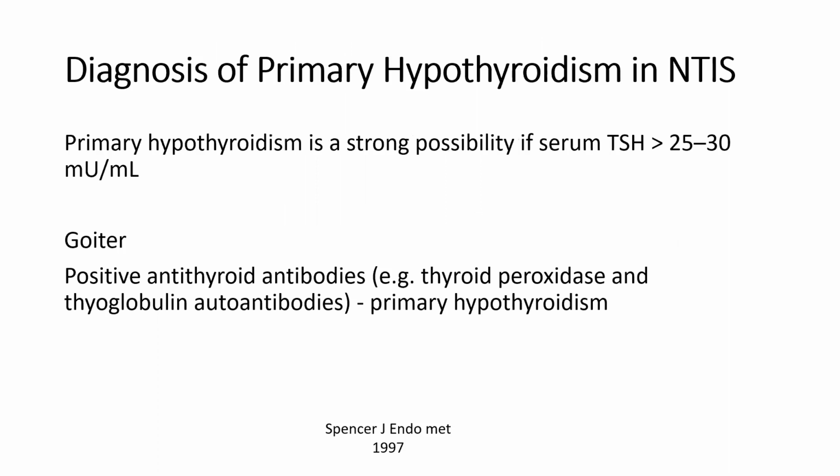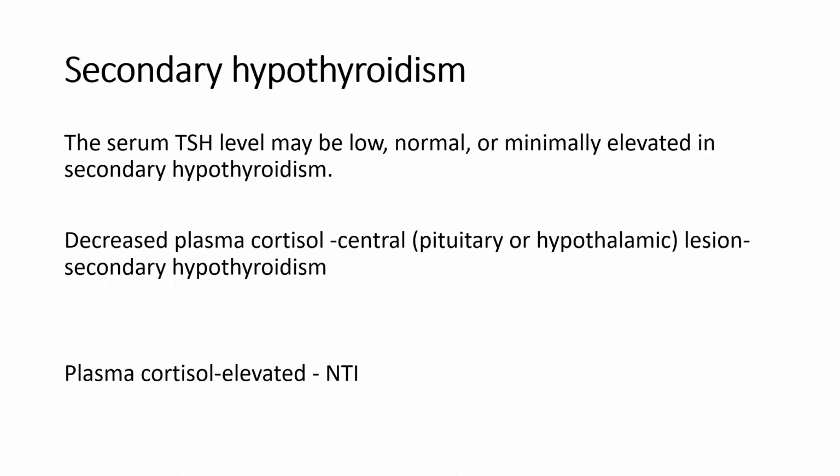But what are the conditions favoring the diagnosis of primary hypothyroidism in a patient with a non-thyroidal illness? Usually, a strong possibility is if the TSH is very much elevated, more than 25 to 30 mIU per ml. It can suggest primary hypothyroidism is there along with this non-thyroid status. Presence of goiter, and positive anti-thyroid antibody status like TPO positivity, will all suggest underlying primary hypothyroid status in non-thyroidal illness.